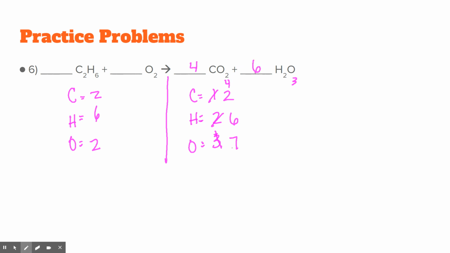Now I'm going to recalculate. So I have 4 carbons now, 12 hydrogens, and 14 oxygens. Back on the left, I need to make them all equal that. So I start with putting a 2 in front of my C2H6. That evens out my carbon and hydrogen. In order to make my oxygen 14, I need a coefficient of a 7 in front of my O2.